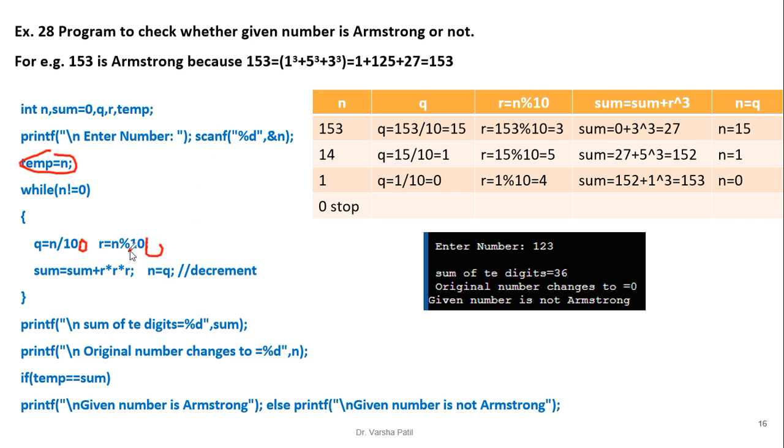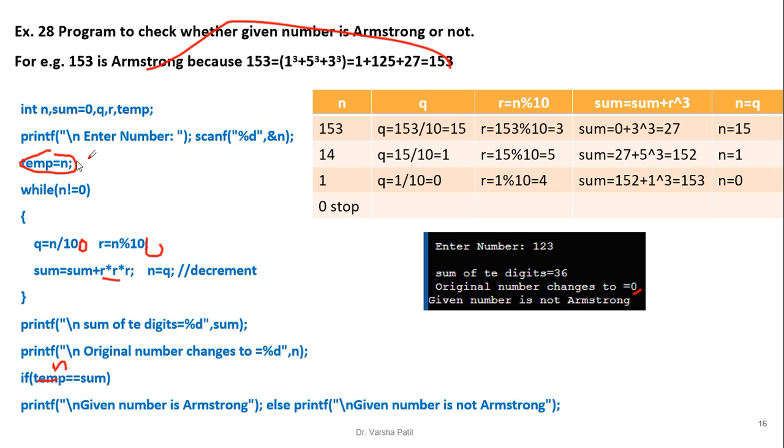So we separate out the remainder, then we add r cube to the sum, and after that we want to check whether it is equal to your original number or not. But from the first example I am explaining that when we come out of the loop n becomes 0. So if you are comparing n equal to sum, what will happen? N already becomes 0. Sum is now 153, but during this loop our n tends to 0, so it will always compare with 0. So what we require to do?